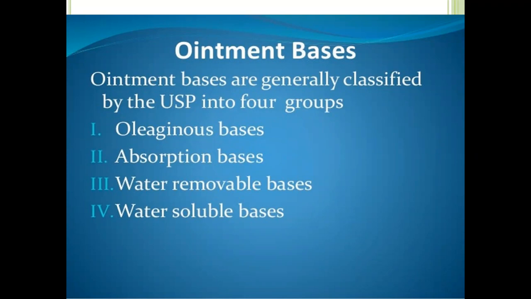The next point is absorption base. In absorption base, there are two types of the absorption bases used, in which non-emulsified bases and water in oil emulsion bases. The W/O type emulsion prepare kartana, the base use karto, that base is used. So in their absorption bases, write down the examples: wool fat, hydrous wool fat, wool alcohol.